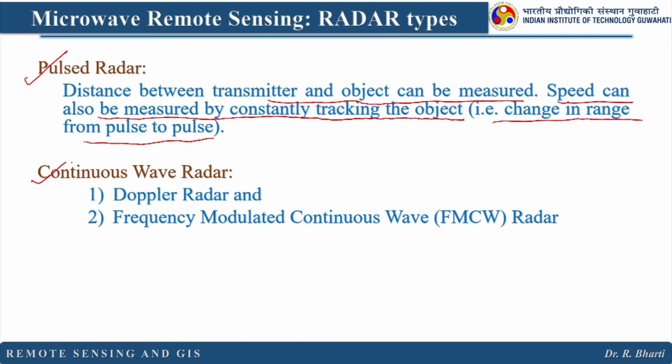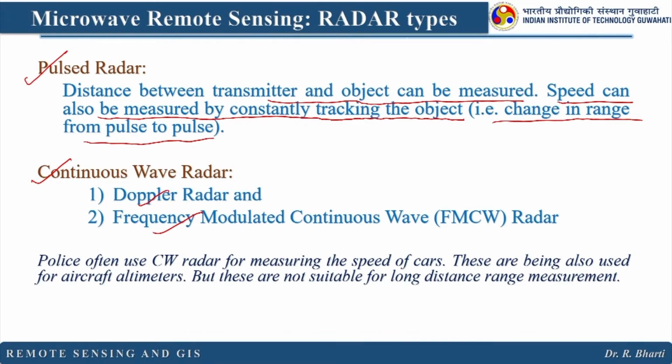In continuous wave radar, we have Doppler radar and frequency modulated continuous wave radar. In this case, it is more suitable for measurement of the speed of any vehicle, and nowadays people are using it. Police have already installed this in traffic signals and they are monitoring the speed of cars. These continuous wave radars are also used for aircraft altimeters, but they are not suitable for long distance range measurement.